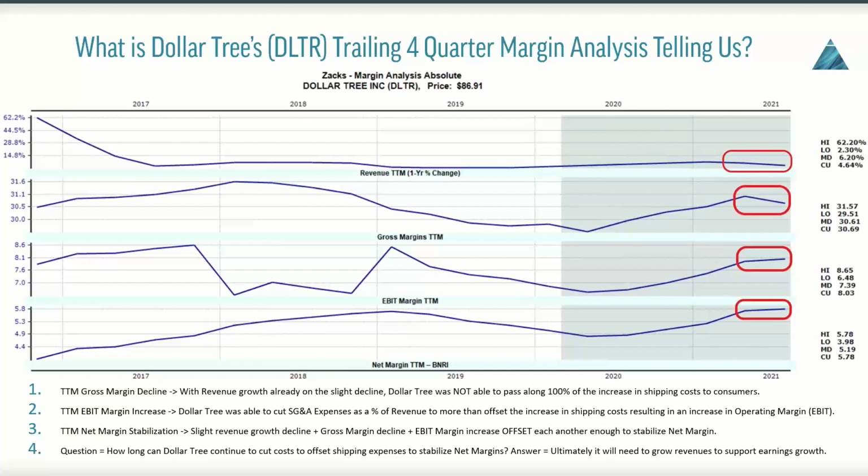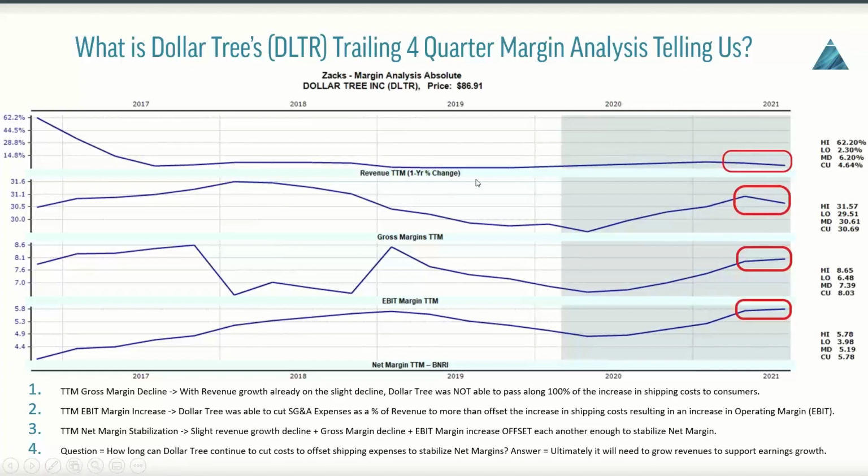And the answer is obviously they're ultimately going to need to grow revenues to stabilize this net margin if these costs continue to rise, because you can't continue to cut selling and general administrative costs forever, right? We know that. It's like squeezing blood out of a turnip. You just can't do it. You certainly can't do it forever. Okay, so that's how you read the margin trend for Dollar Tree.